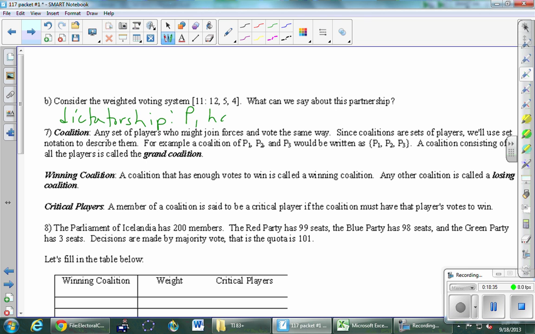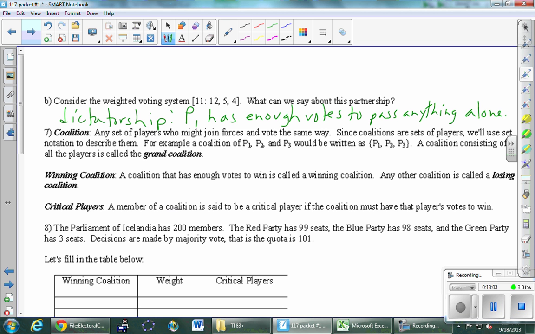Player 1 has enough votes to pass anything, all alone, without any help from anybody else. Player 1 is in complete control. They have 12 votes. The quota is 11. Doesn't make any difference what players 2 and 3 do.